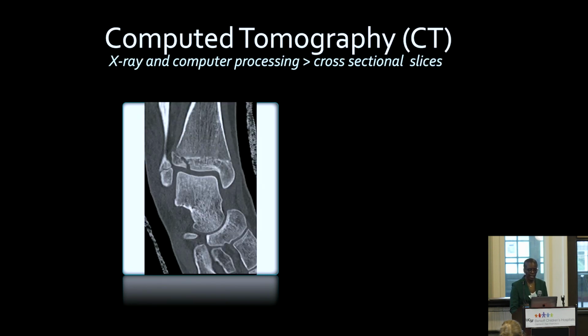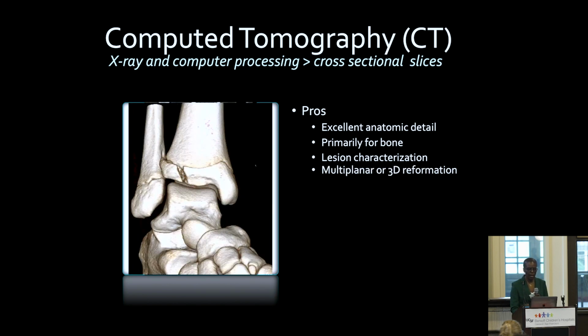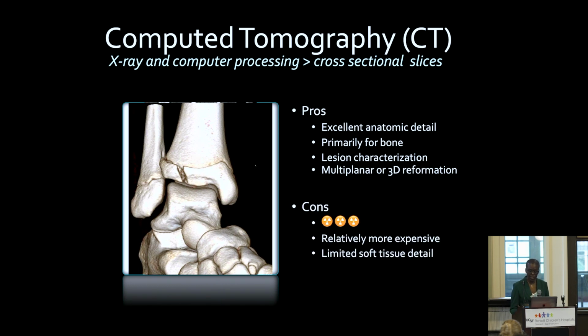CT uses X-ray and computer processing to give us cross-sectional detail. We have exquisite anatomic detail. In this image, you can see the trabecular markings and the fracture going through. We primarily use it to look at bone and for lesion characterization. We can also get 3D multiplanar reformations and spin those in space to get more information about what we're looking at. Disadvantages: it does use ionizing radiation, it's relatively more expensive, and it has very limited soft tissue detail.